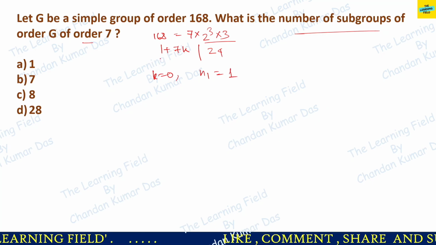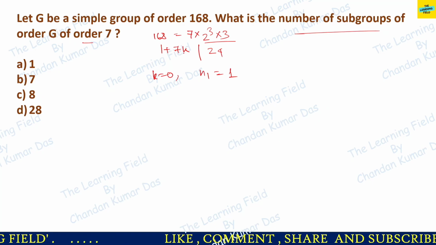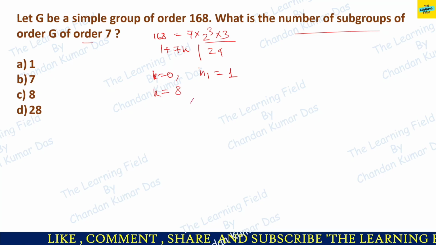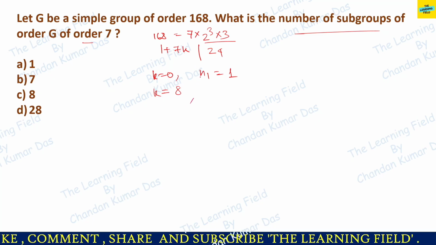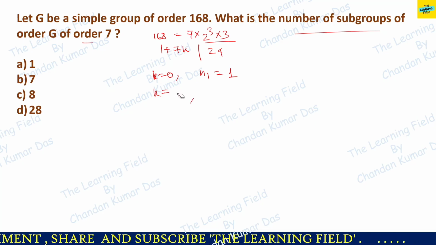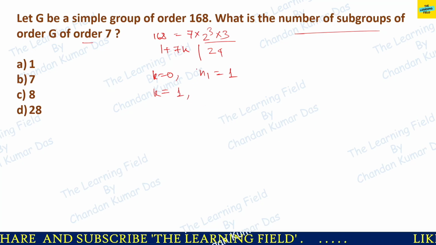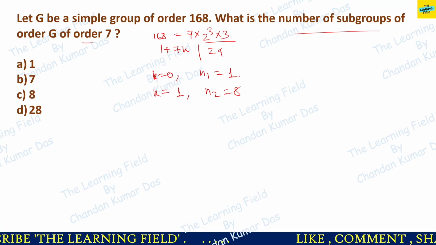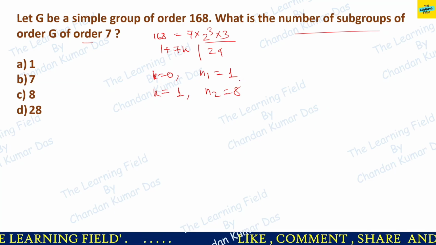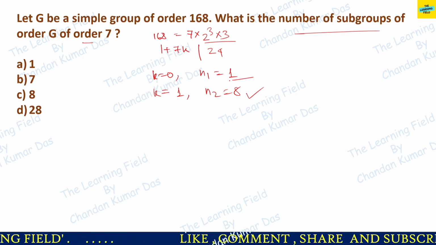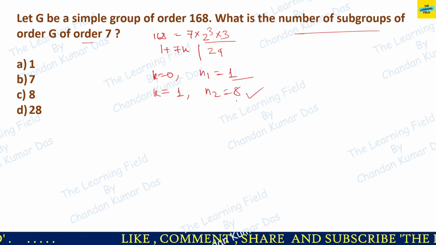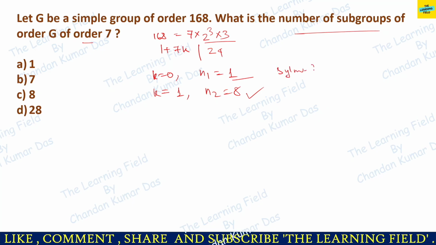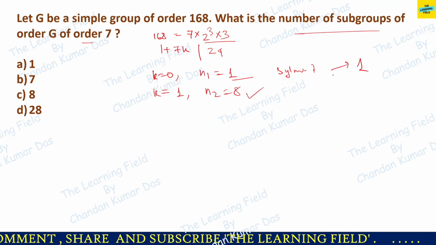If we choose k equal to 1, then 8 divides 24. So that means we get n7 equal to 8. So we can get a Sylow 7 subgroup count of 1 or 8. The number of Sylow 7 subgroups is either 1 or 8.